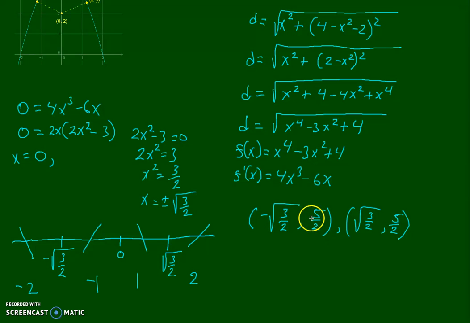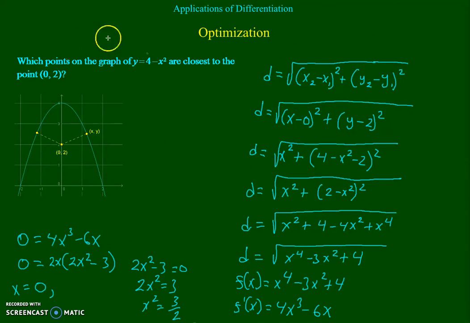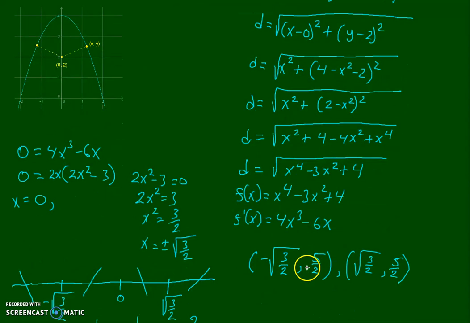Of course, these values were derived by taking this value and substituting it into our original equation to find out what the y value is for that given x value. So there are our minimums. And now let's move on to the next problem.